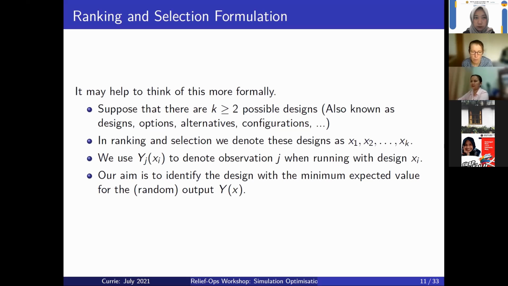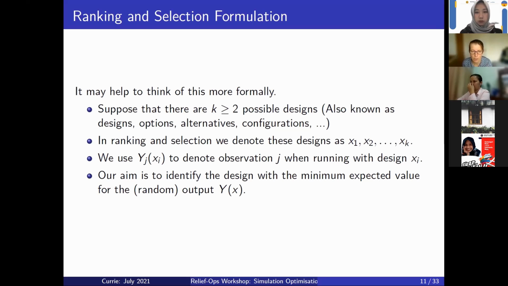Now, just as we saw when we introduced simulation optimization, we're going to use y, capital Y, to denote the output. Now, we have to be a bit more careful than this when we talk about the output. So we have this subscript j, and that says this is the jth time I have run the simulation with design xi, and this is the observation I got when I ran it for that jth time with design xi. So yj of xi, jth observation, design xi.